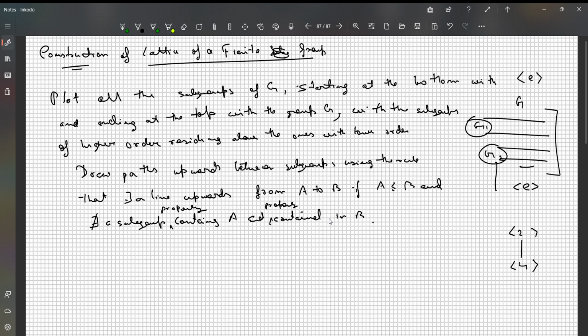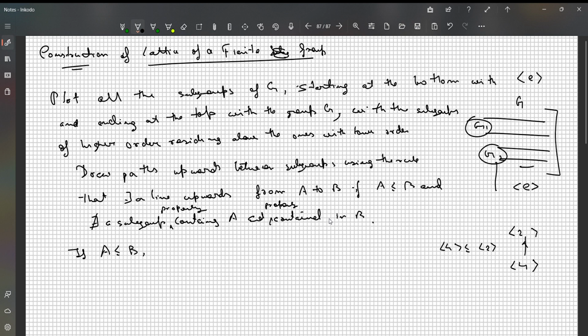So we had joined 4 and 2 in an upward direction. Let me just draw it in an upward direction only. So we had drawn them like this, and we had this edge just because we know that 4 is a subgroup of 2 and there is no other subgroup present between 4 and 2 that is properly contained between 4 and 2, right? Okay.